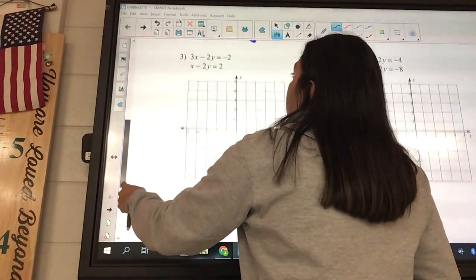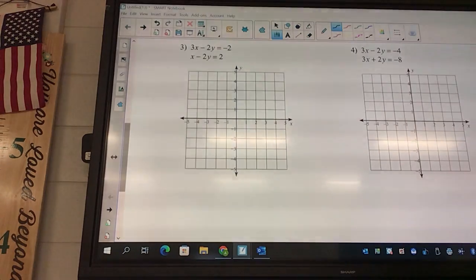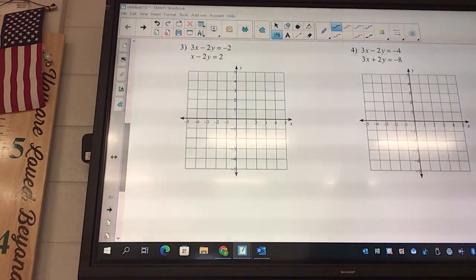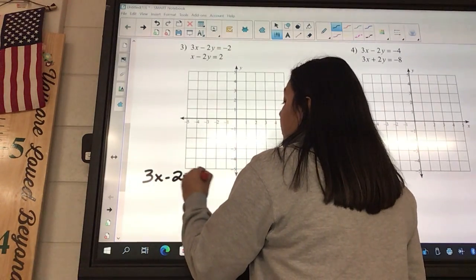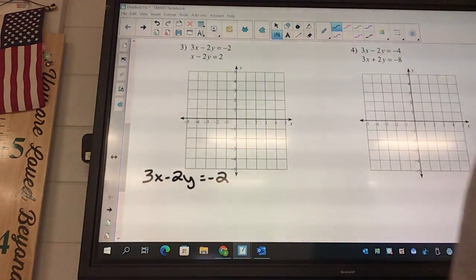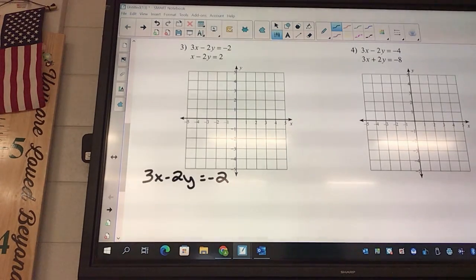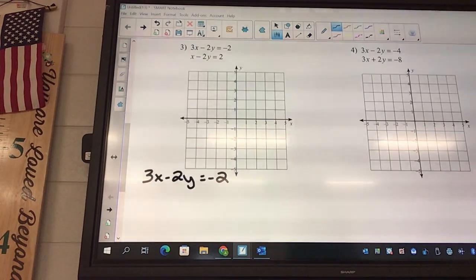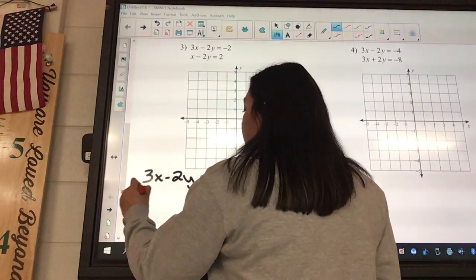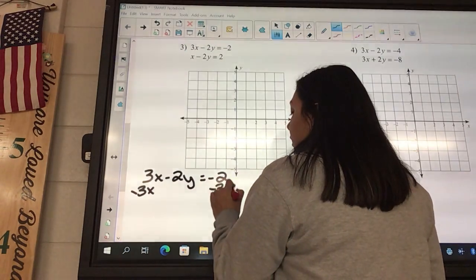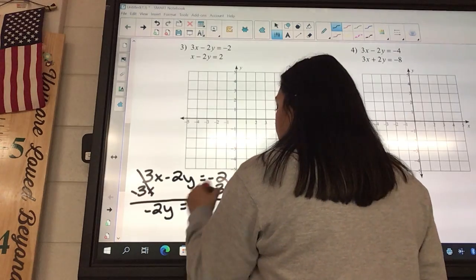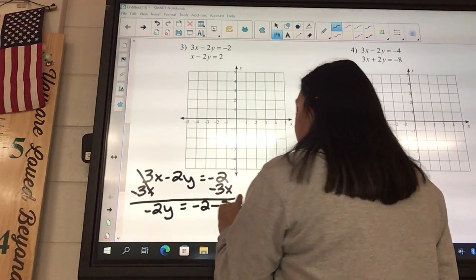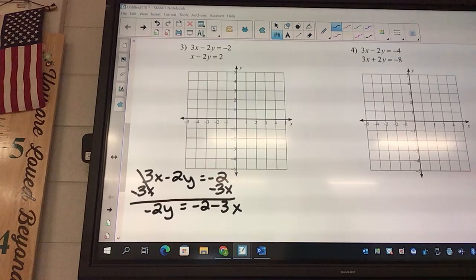Number 3, is y by itself? No, so we need to get it by itself. We're going to say 3x minus 2y equals -2. What needs moved first? The x's. We always add or subtract the x's, and I wrote these steps out yesterday. If you don't have them, watch yesterday's video. So I got -2y equals, and this part we just write as a straight line, -2 minus 3x.